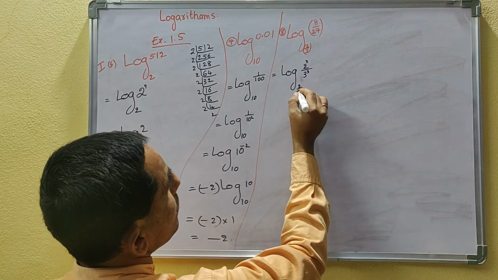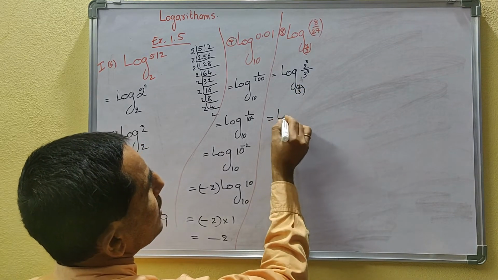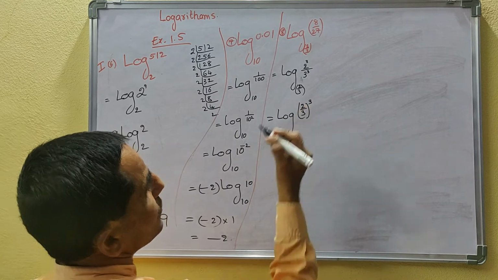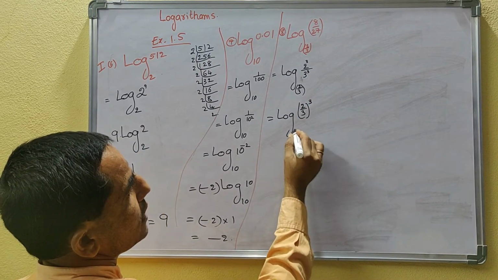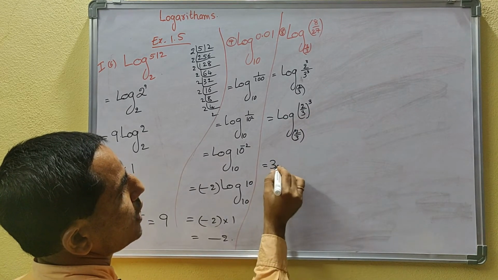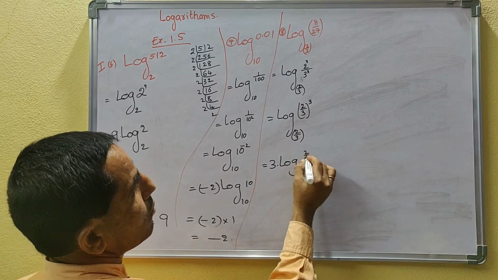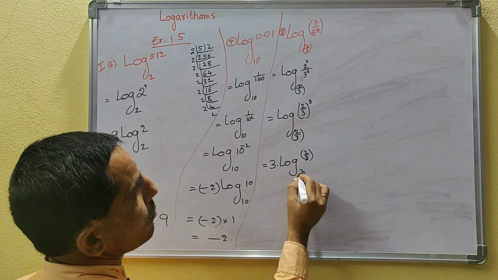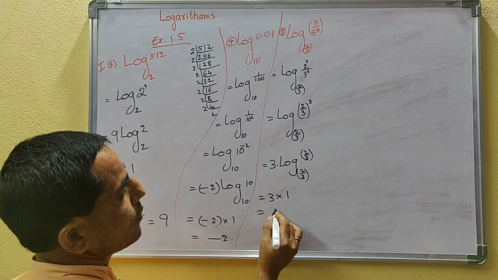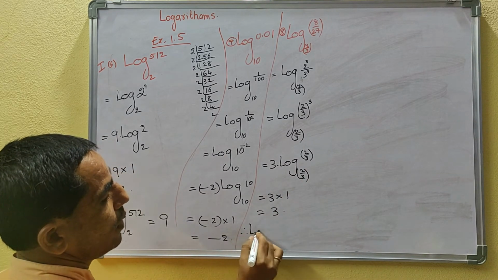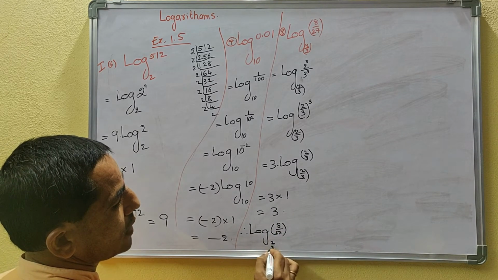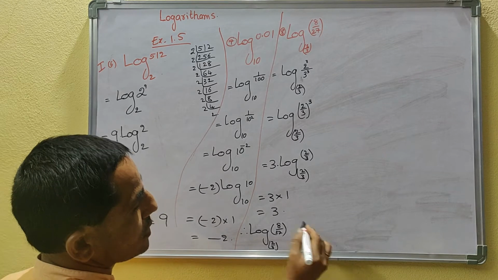Again base here 2 by 3. So again it can be written as log here 2 by 3 whole to the power of 3. So base same 2 by 3 is there. So that means here log a to the power of m base b is equal to 3 into log 2 by 3 base 2 by 3. So is equal to 3 into log a base a value 1. So 3 into 1 is equal to answer 3. Therefore log 8 by 27 base 2 by 3 is equal to answer 3.